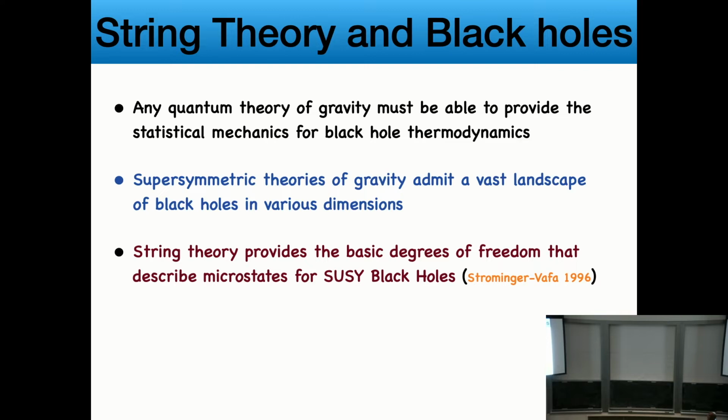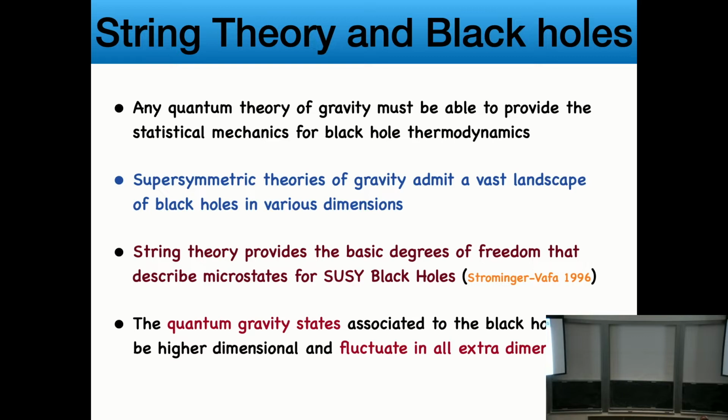And indeed, in string theory, we can recover all of the degrees of freedom that we observe, with some new quantum mechanical degrees of freedom from string theory. This was work done by Strominger and Vafa. One of the interesting lessons we draw from studying these supersymmetric systems is that the quantum gravity states associated to black holes, even for four-dimensional spacetime, can involve higher extra dimensions and fluctuations in all sorts of extra dimensions that we might encounter in string theory. So there is a new picture where even the notion of a dimension has to be reconsidered. This is related to why I cannot use standard quantum field theory in four dimensions to explain it: the extra degrees of freedom are related to the fact that you also have extra dimensions.